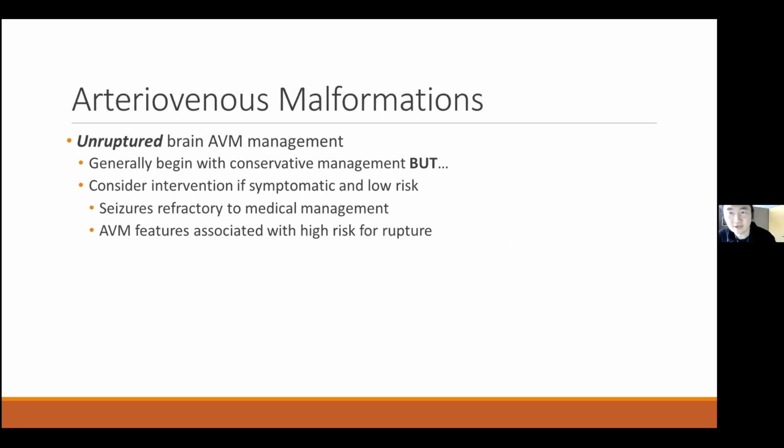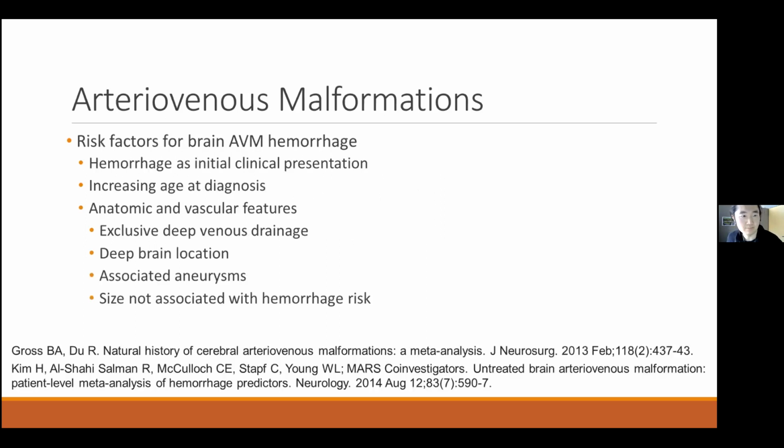So it's a case-by-case basis, and there are situations where elective surgery might make sense. If you have a symptomatic case that's low risk, like someone who has refractory seizures, that might be a case that would push you to intervene on an unruptured brain AVM. So, going into what those risk factors are beyond just having a prior hemorrhage.